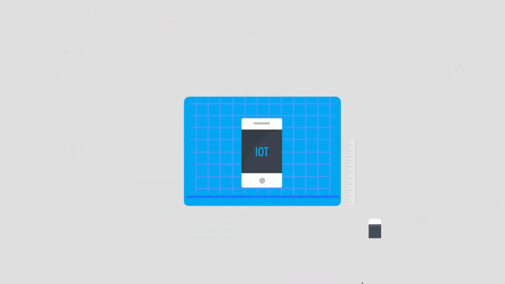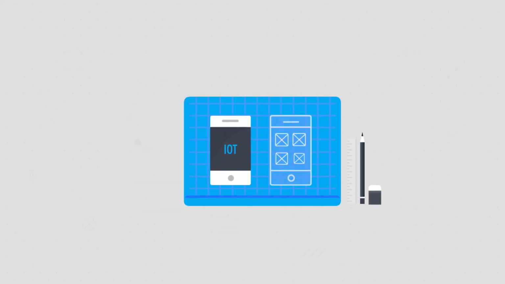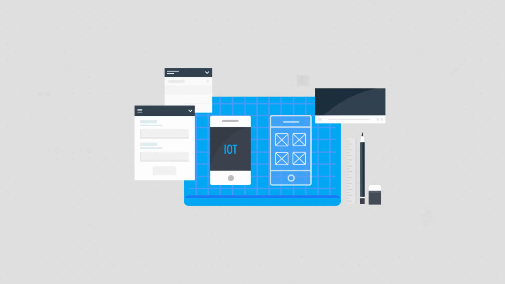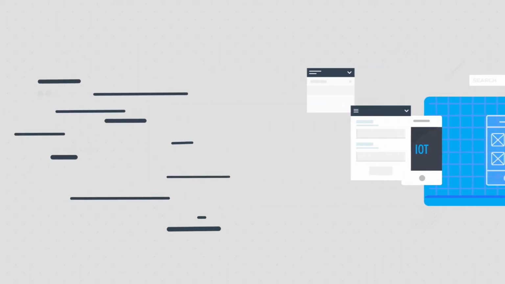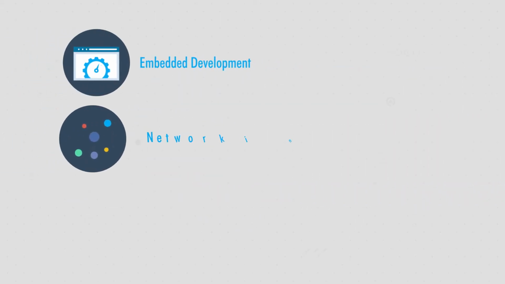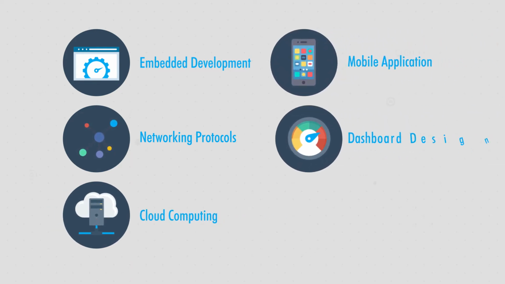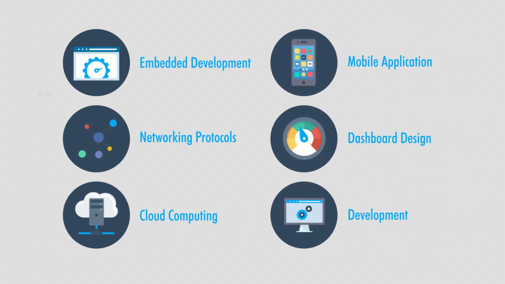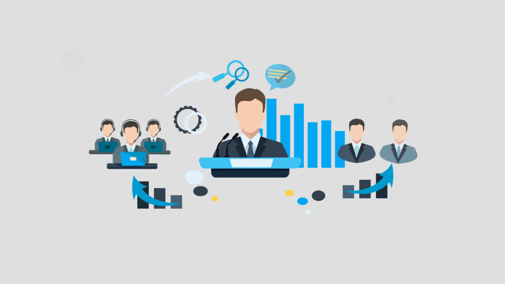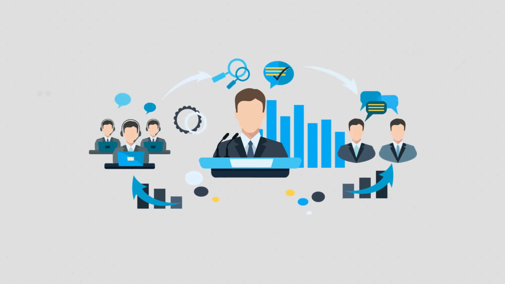So, if you are a beginner or intermediate and want to become an expert, or want to develop your IoT project yourself, then you will have to go through almost every major stack of IoT, such as embedded development, networking protocols, cloud computing, mobile application or dashboard design and development to get your entire product development process done. Or you can hire a dedicated in-house team or resources of every domain. You can also outsource it through some third-party services.